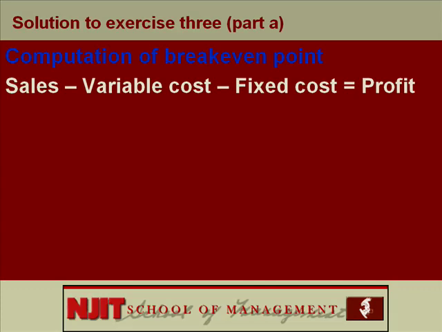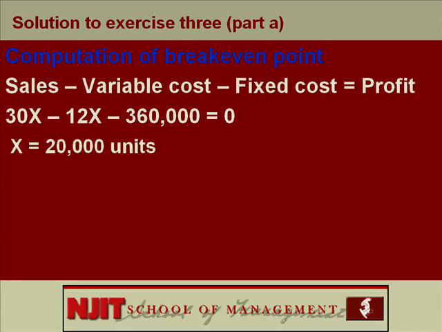Sales minus variable cost minus fixed cost equals profit. You know selling price is $30 a unit, so 30x is sales. Variable cost, $12 per unit, so variable cost is 12x. The fixed cost, 360, and the profit, because it's break even, equals 0. Solve for x. It's 20,000 units.